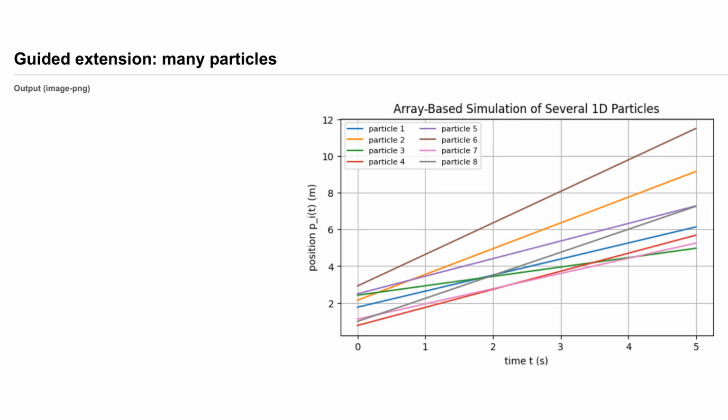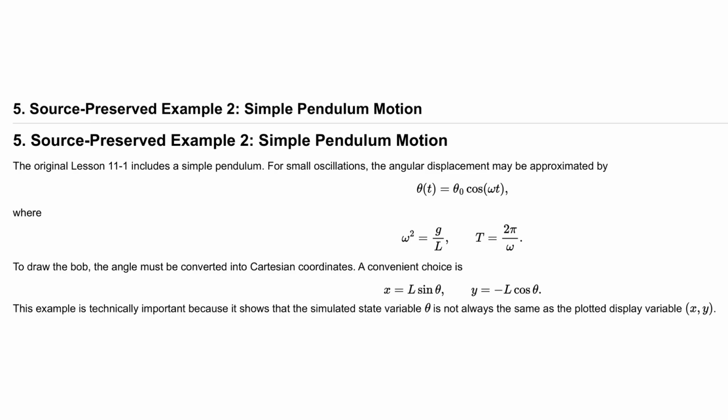The resulting multi-particle plot displays 8 distinct linear trajectories, each starting at a different initial position and climbing at a slope proportional to its randomly assigned velocity. This array-based approach allows us to scale up our simulations efficiently, handling large collections of matter without changing our underlying core logic. Our second example introduces a simple pendulum operating under a small angle approximation.